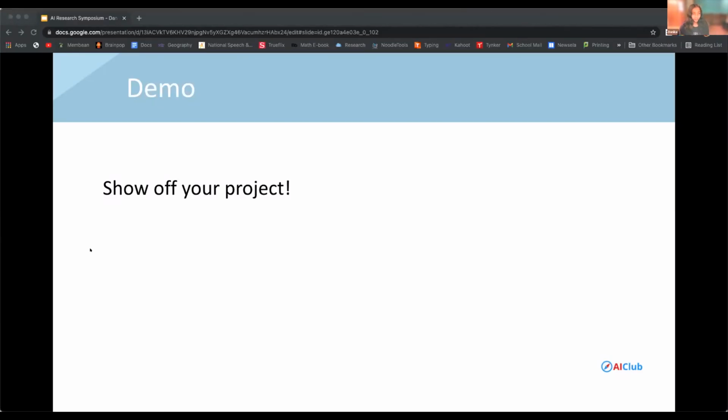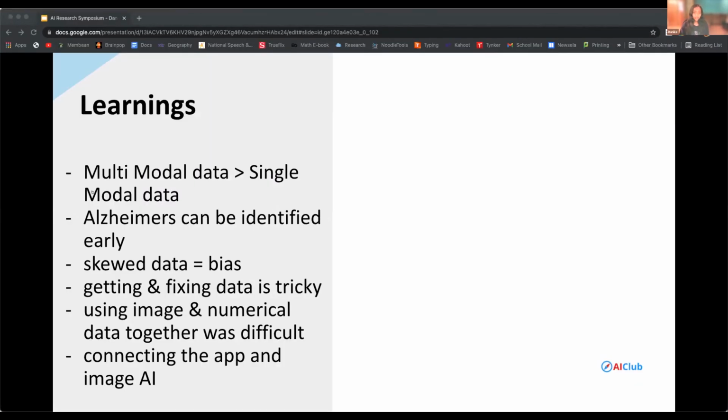That was my app. My hypothesis was supported and the multimodal data worked better than single modal data. I also saw firsthand that data skew could cause bias, and working with multimodal data was tricky. I also learned how to connect an image AI to an iPhone app. For the combining modalities methods, I thought that the voting method would work best, but I was wrong. The conditional method ended up working best because the ADRC modality did really well.